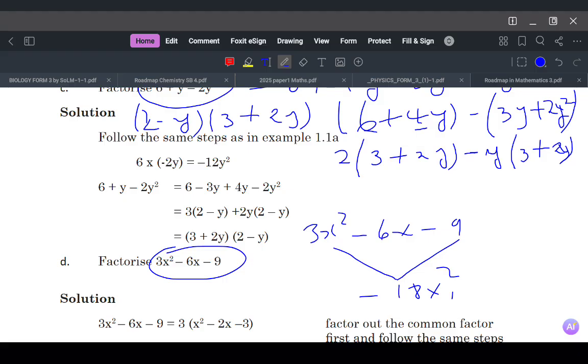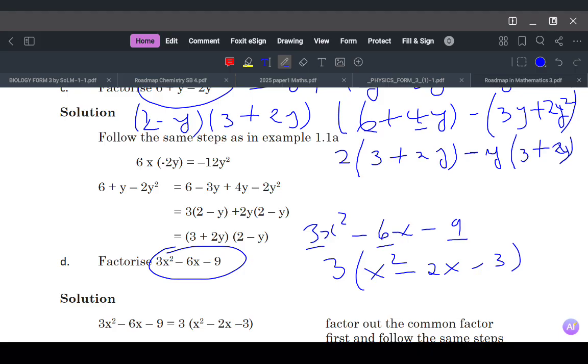first of all, let's look for a common factor among these. You appreciate that 3 can go into 6, 3 can go into 9 3 times. So take that out first. So you have x squared remaining minus 2x, then minus 3. All right. So what you now need to do is to factorize the terms that are in brackets.